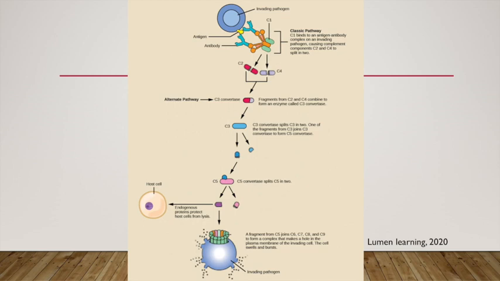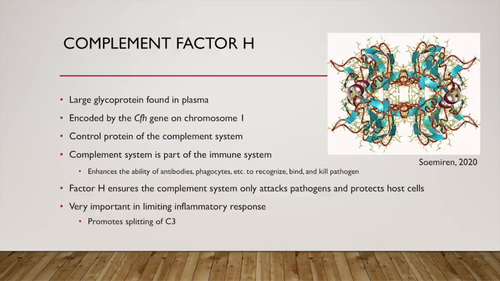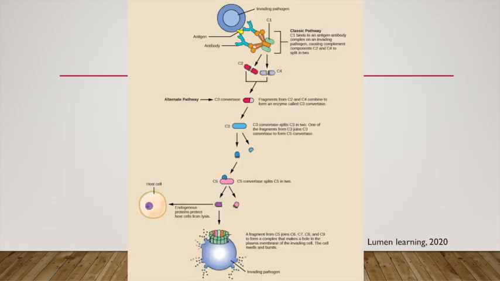It ensures that the host cells, the innocent bystanders, are not attacked by the inflammatory response, and it also forms this huge cylindrical complex in the invading pathogen along with C6, C7, C8, and C9 that will eventually ensure that the invading pathogen swells and bursts, sort of like a cell in a hypotonic solution. Now, factor H is not one of the attackers in this cascade. If you notice in this picture, it's not even part of this whole diagram.